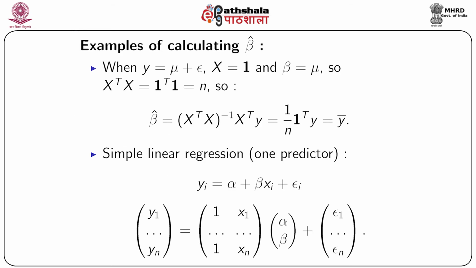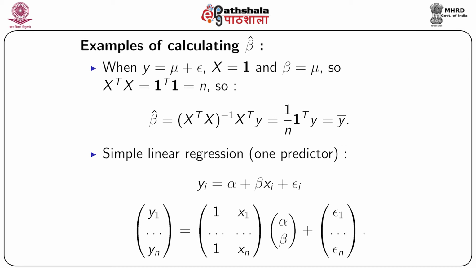Now let us look at an example of calculating the estimated values of the coefficient beta hat. Now suppose y equals mu plus epsilon. Here we have the X matrix, or the design matrix as it is sometimes called, equals 1, and the coefficient that we are talking about is beta equals mu. So X prime X happens to be 1 prime 1, which equals n. So 1 happens to be a vector of 1s of dimension n.